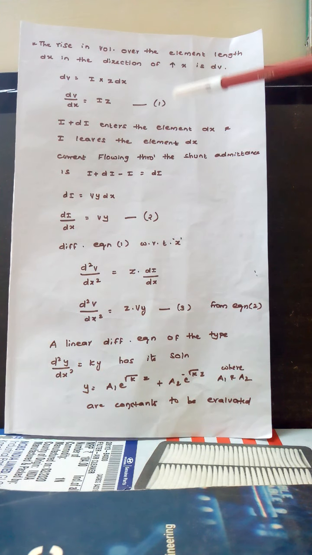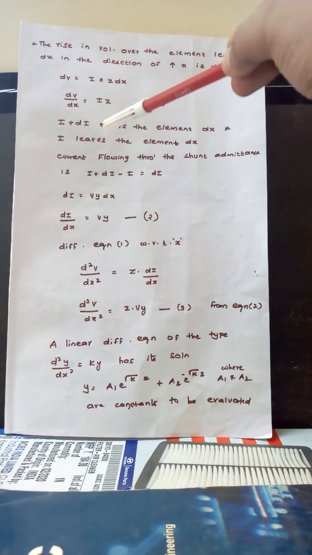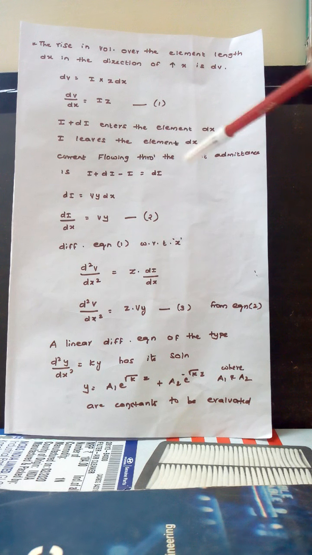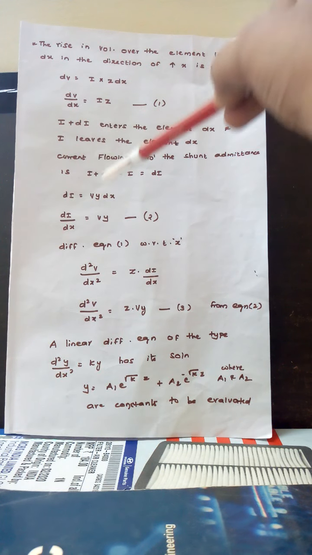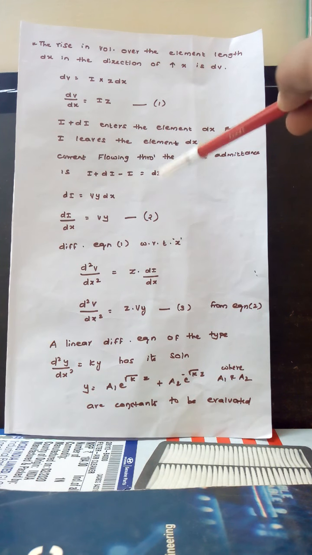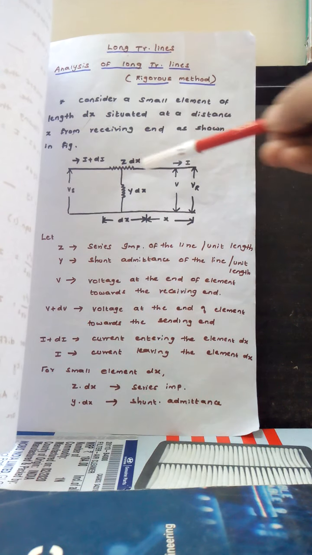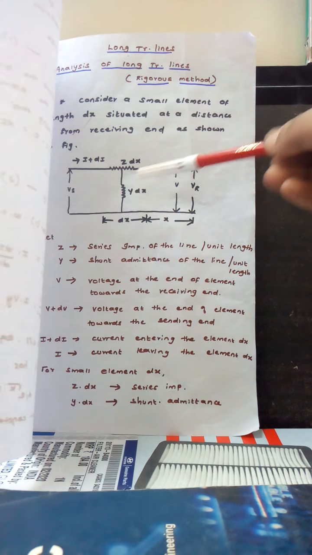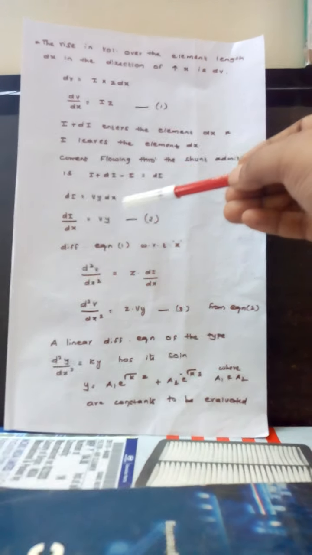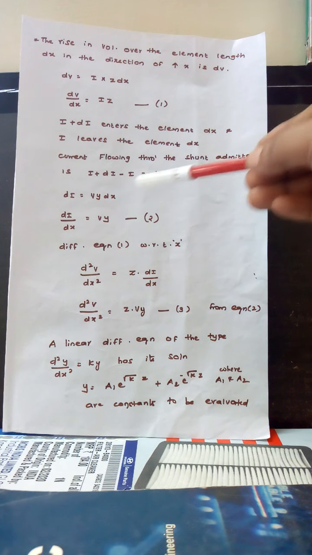We can consider this as equation number 1. We know that the current entering the element is I plus dI, and the current leaving the element is I. So the current flowing through the shunt admittance is I plus dI minus I, so it gets cancelled and we get dI here. The dI is nothing but V into y into dx, correct? So dI equal to V into y into dx. From this we can find dI by dx equal to V into y. We consider this as equation number 2.